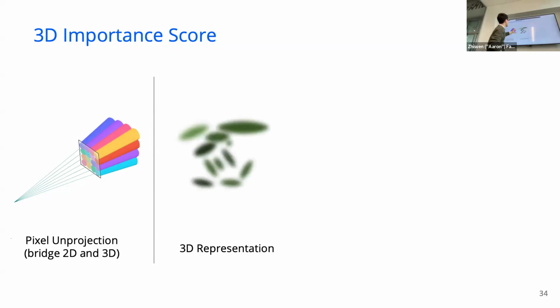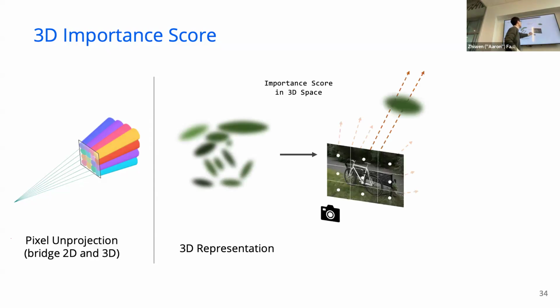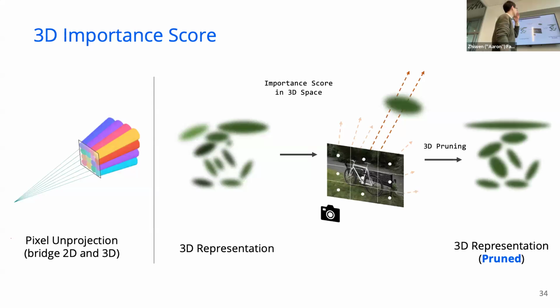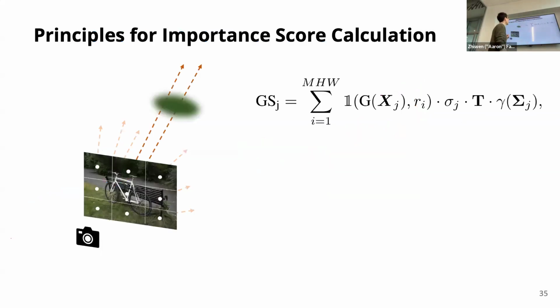And next, we have the initial 3D representation. It's a dense 3D representation. We have each primitive individually. And we are going to calculate the importance score by shooting rays from the camera origin to each pixel and calculating the importance score based on the relationship between each ray and each 3D primitive. That's the basic idea. After the pruning, we will have a sparse 3D model. And the sparse 3D model is faster and lighter.